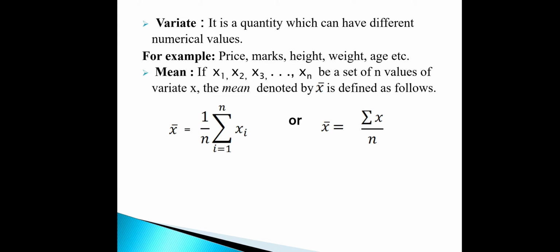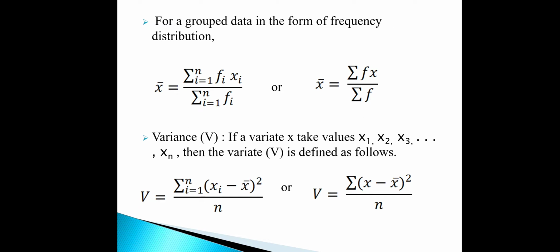Mean: if x1, x2, x3, and so on up to xn are a set of n values of variate x, then the mean x bar is defined as x bar equal to 1 by n summation over i equal to 1 to n xi, or else you may write it simply as x bar equal to summation x by n. This is for grouped data. In the form of a frequency distribution, we write the mean with this formula: x bar equal to summation over i equal to 1 to n fi xi divided by summation over i equal to 1 to n fi, or summation of fx divided by summation f.